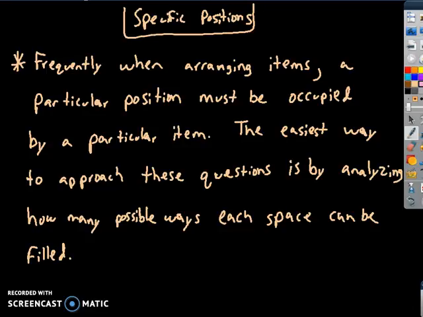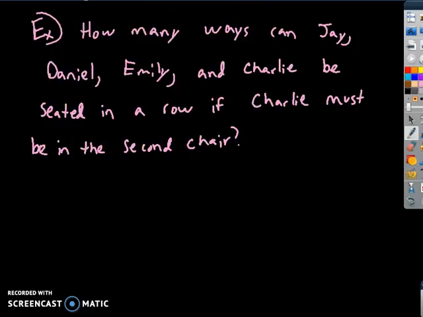All right, moving on. How many ways can Jay, Daniel, Emily, and Charlie be seated in a row if Charlie must be seated in the second chair? Let's think about this. We've got 4 students. How many people must be in this chair? Well, this is just Charlie.